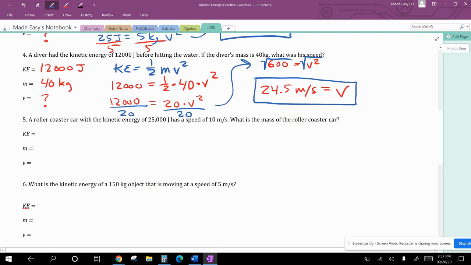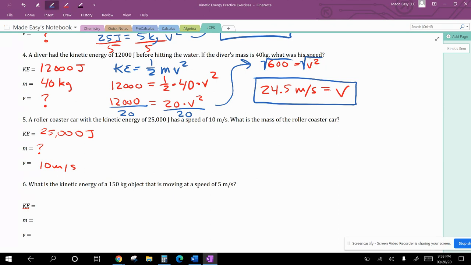All right, number 5. A roller coaster car with a kinetic energy of 25,000 joules has a speed of 10 meters per second. What is the mass? So this time we're determining the mass. We don't know what the mass is, so we're going to put a question mark there. The kinetic energy of the car is going to be 25,000 joules, and the speed is going to be 10 meters per second.